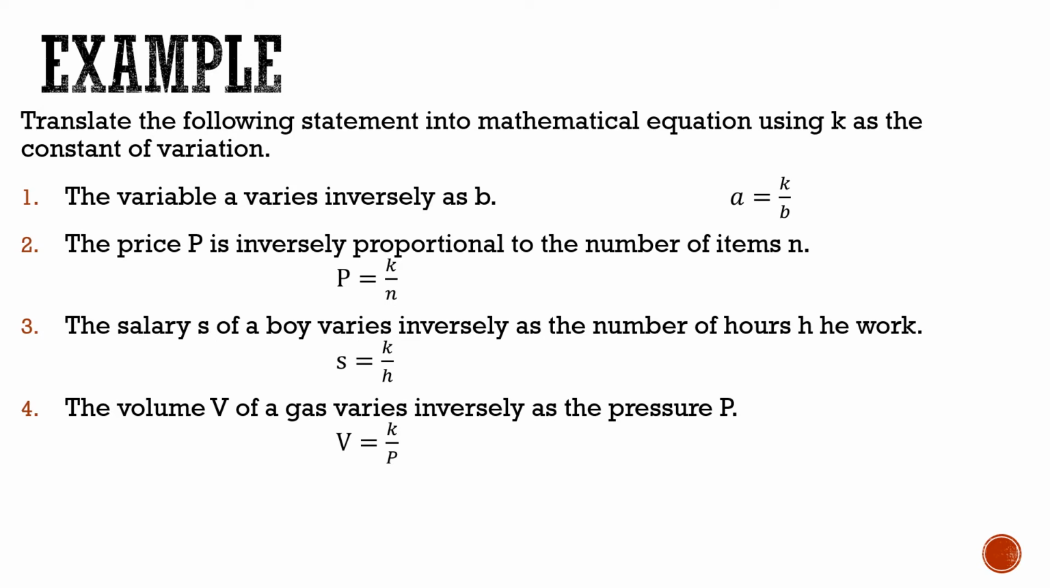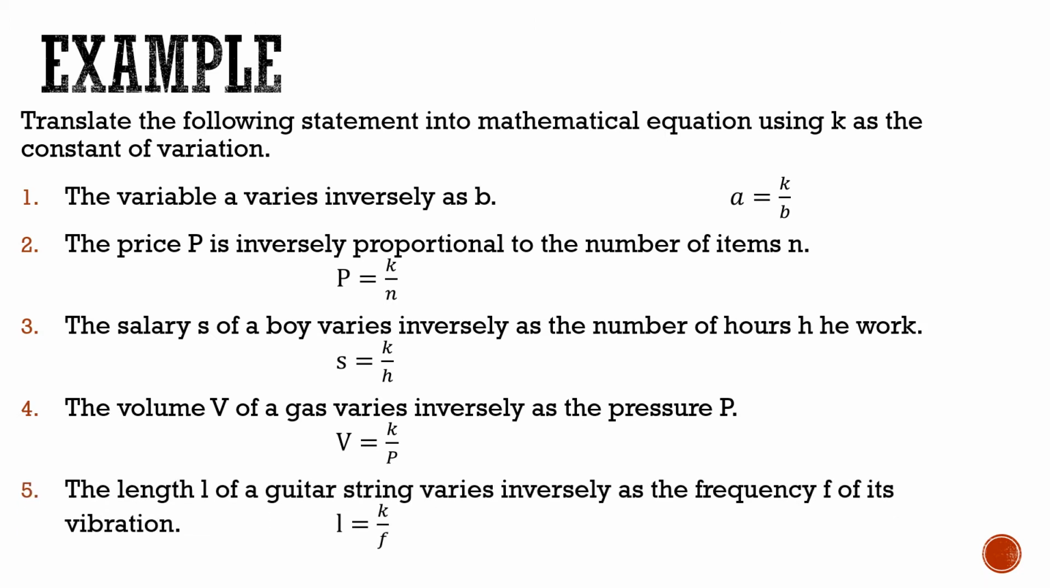The volume V of a gas varies inversely as the pressure P. In mathematical equation, that is, V is equal to k over P. The length L of a guitar string varies inversely as the frequency F of its vibration. In mathematical equation, that is, L is equal to k over F.